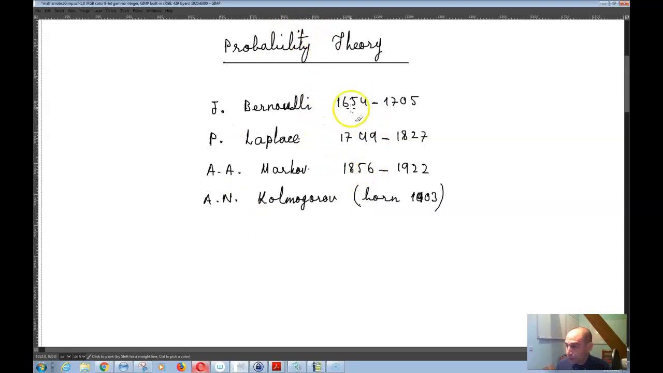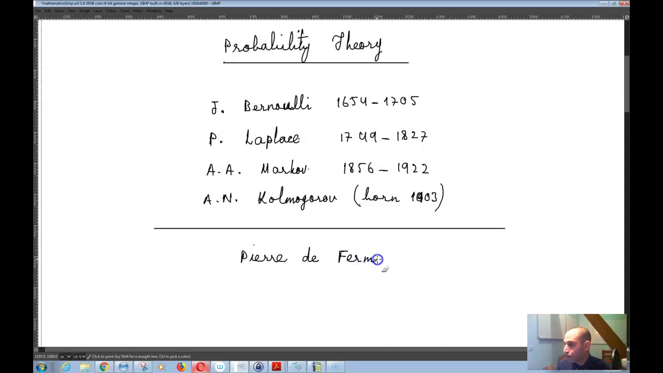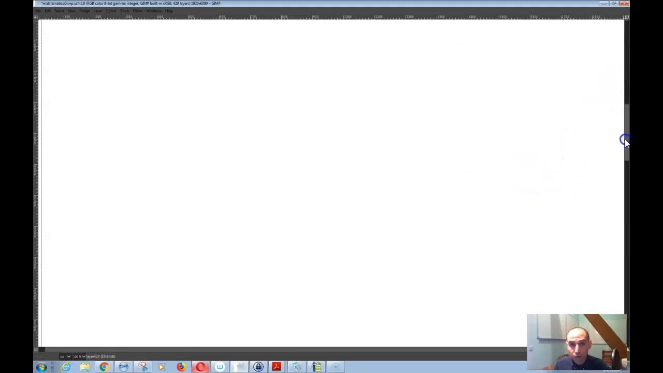So these were the contributors, but it seems that primarily the work was developed by Pierre de Fermat, a French mathematician, and Pascal. So the name is Blaise Pascal. I would want to know how to pronounce this word, but it's not really that important right now. Okay, so now that was some history of the theory of probability.